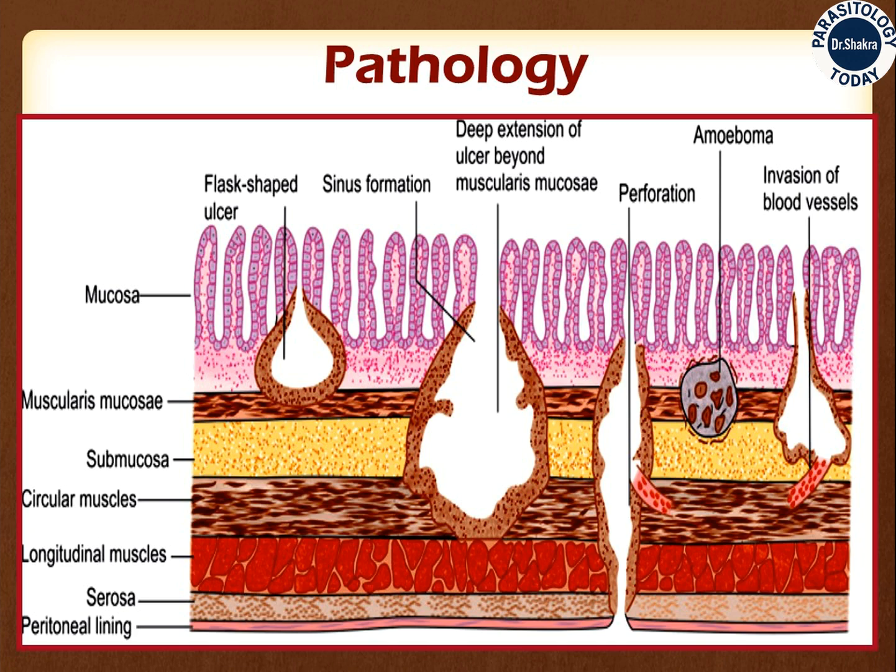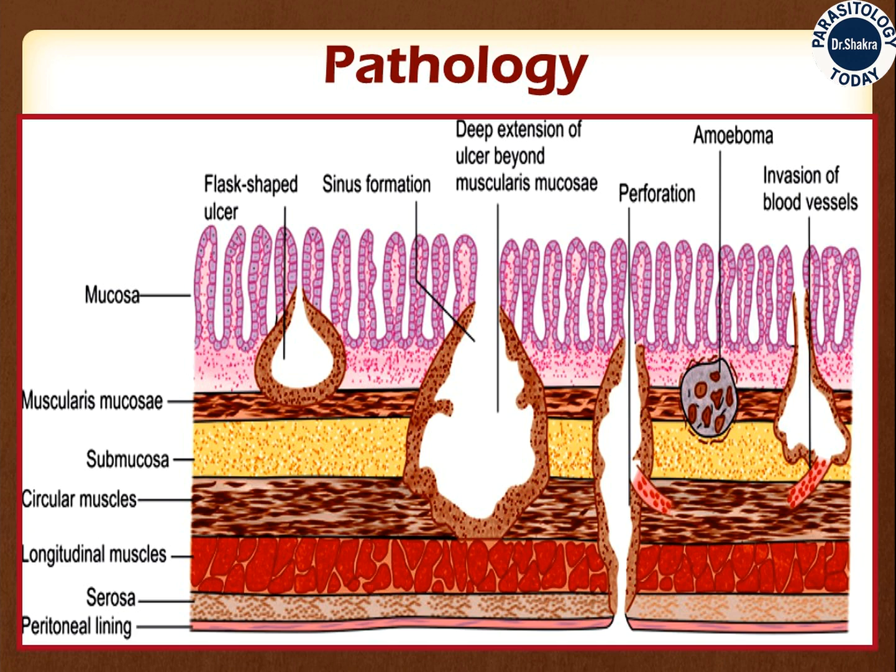This image illustrates the intestinal pathology of Entamoeba histolytica. 1. Flask-shaped ulcer, a characteristic lesion where the parasite breaches the mucosa and spreads laterally in the submucosa. 2. Sinus formation, tunneling ulcer extensions that can lead to further tissue destruction. 3. Deep ulceration extends beyond the muscularis mucosae into deeper layers.